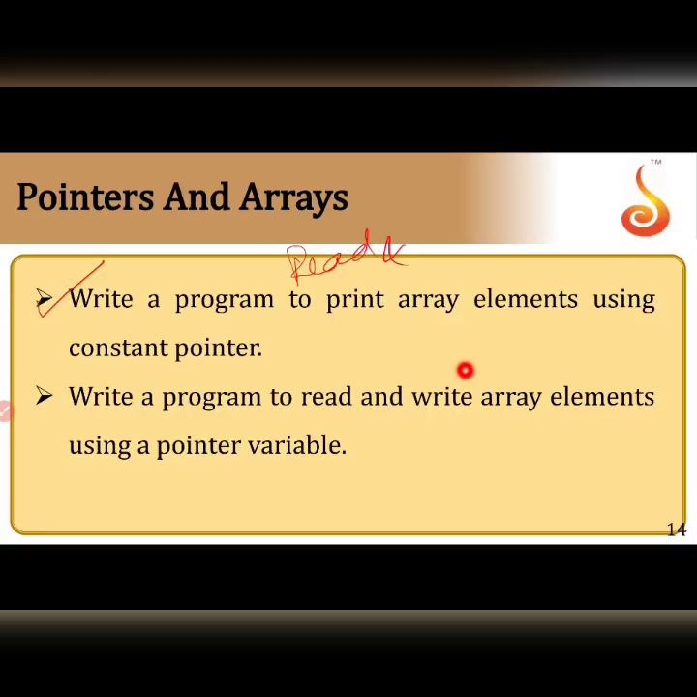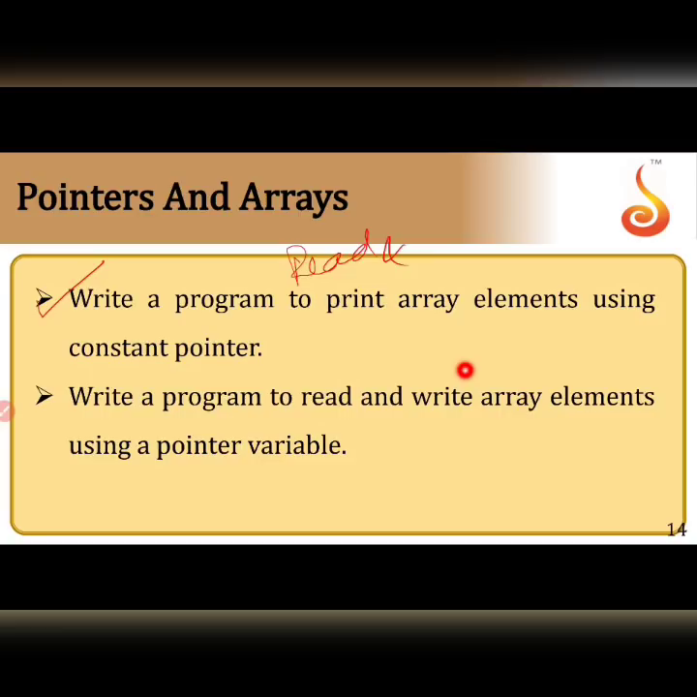Read and print the array elements using a constant pointer. What is a constant pointer? The array name is the constant pointer because it always points to the base address, that is the address of the first element of the array, that is a of 0. Suppose a is the array name, the 0th element is the first element because the subscript value starts from 0.